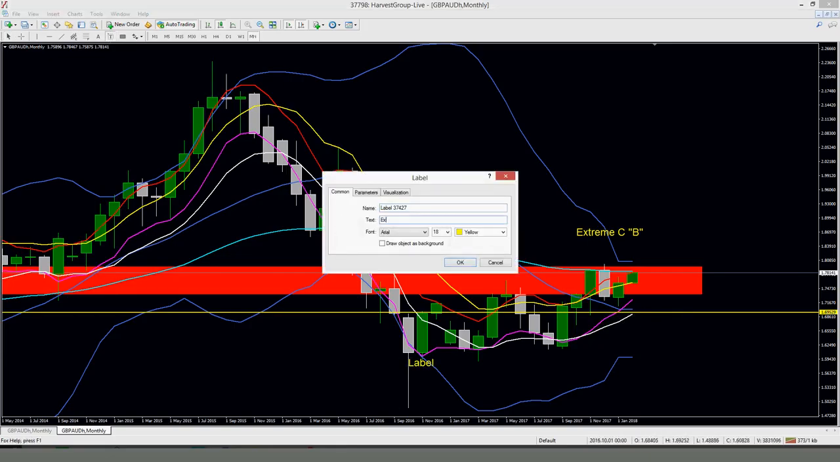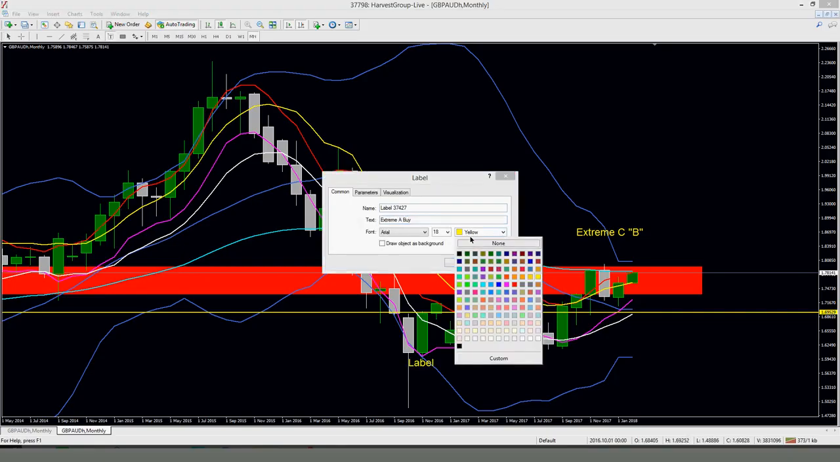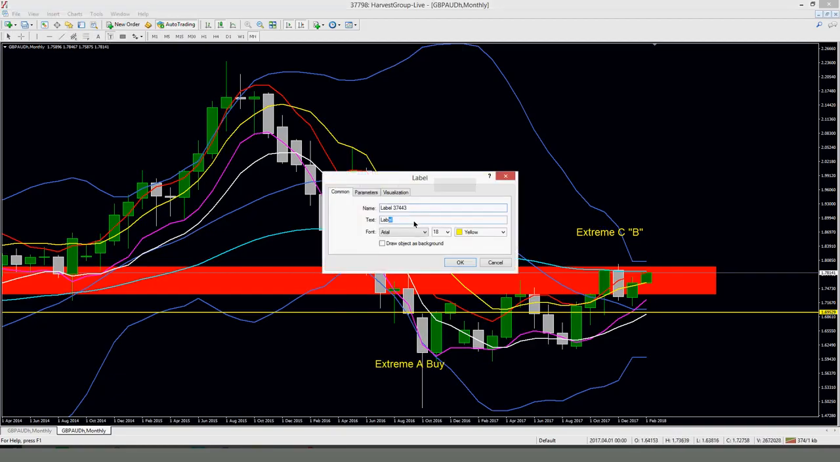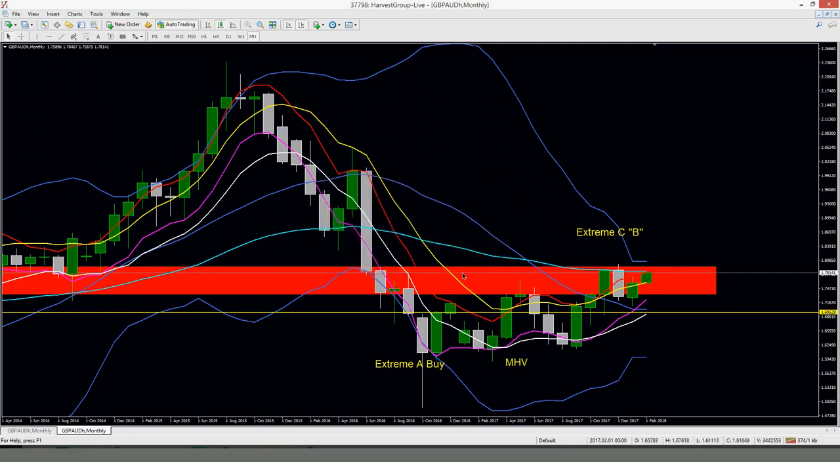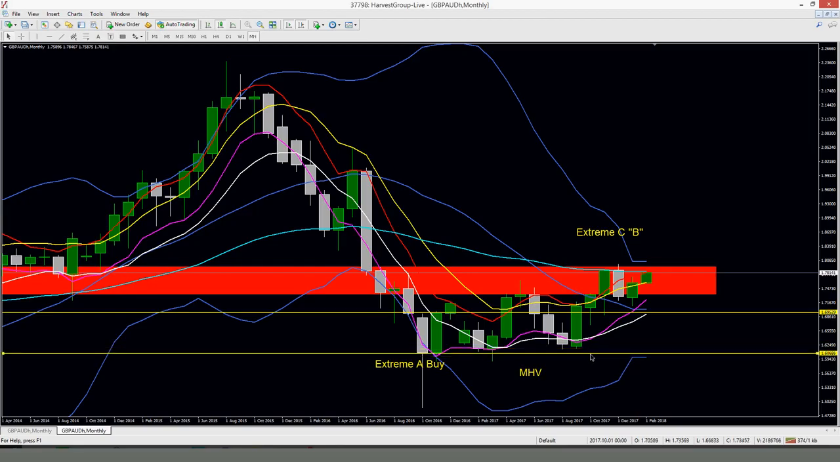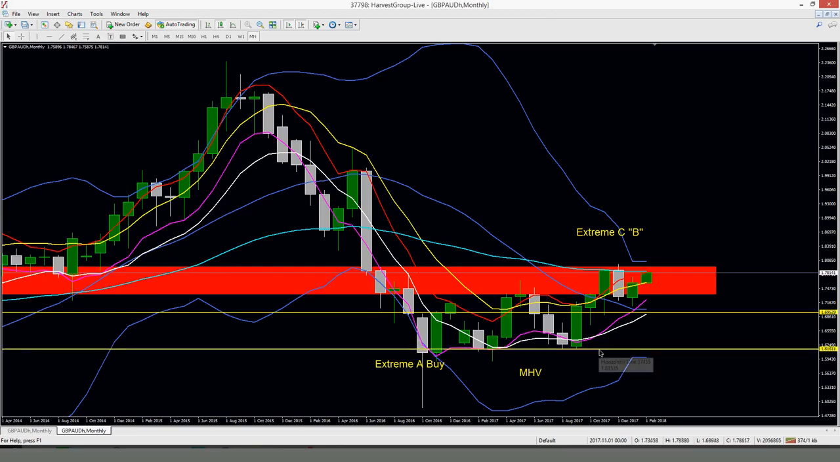So what we need to do here is mark this. Okay, so we have extreme buy over here. We have MHB. In Malay, it's market hilang volume, and in English, it's market loses volume. So the most important thing is we do need to make sure that we mark this MHB. To be able to identify MHB, you have to make sure you know what the characteristics of MHB are.